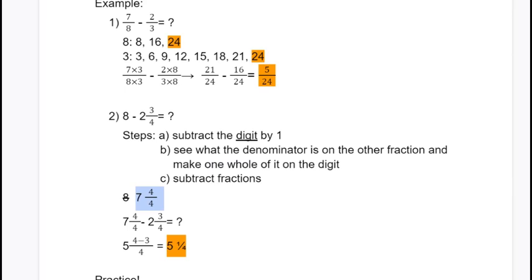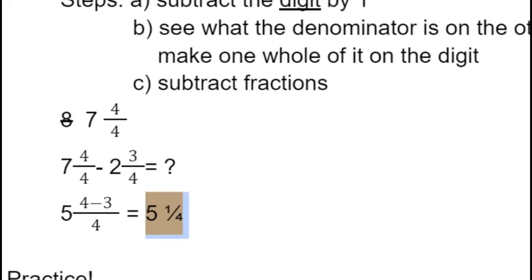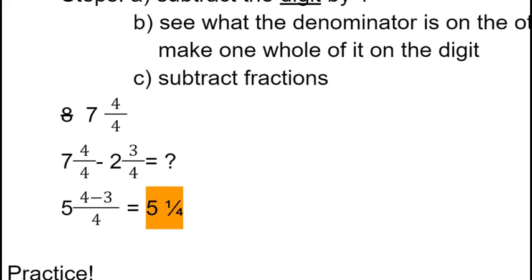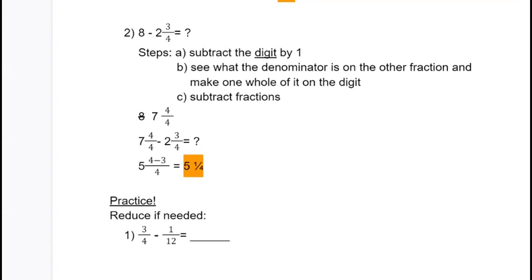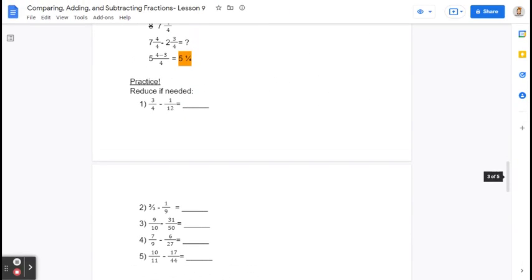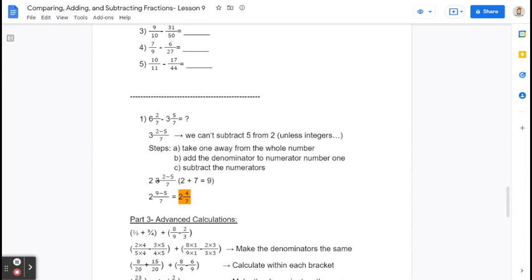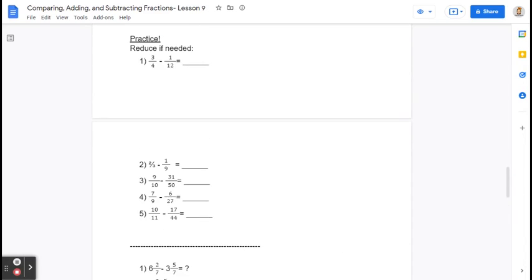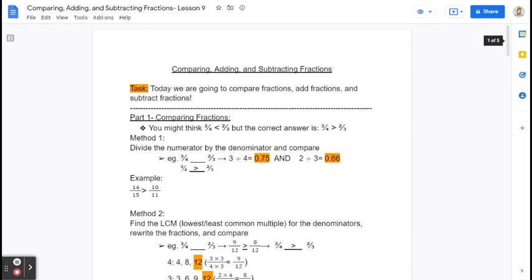Now we have to subtract the fractions. Here I have 7, 4 over 4 minus 2, 3 over 4. So 7 minus 2 is 5. Again, you don't subtract the denominator, so 4 copies 4. And 4 minus 3 is 1. So the final answer is 5 and 1/4. Here are some practice questions for you if you need it. If you want to stop there, go ahead. This is all the stuff you need to know for today's lesson.